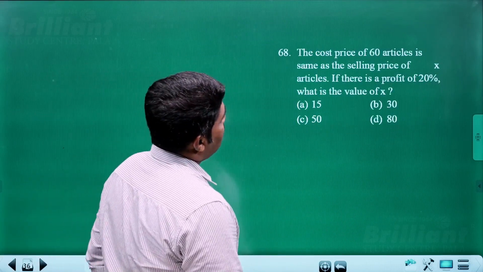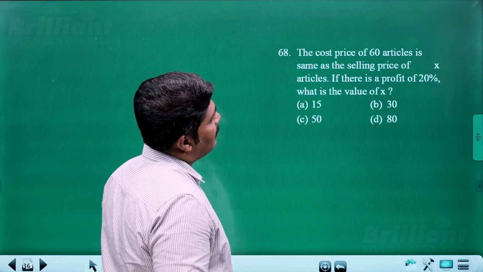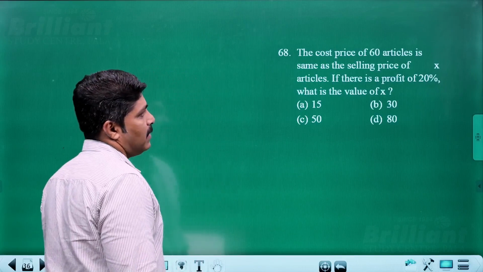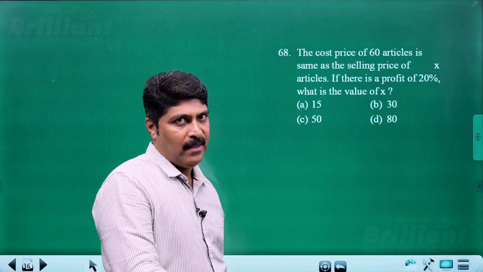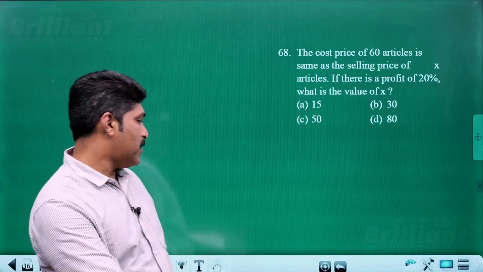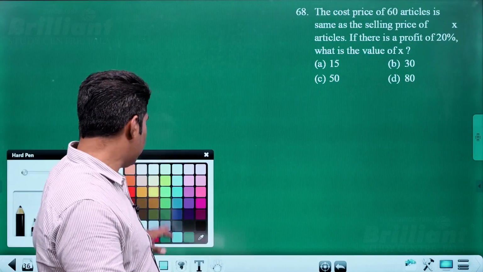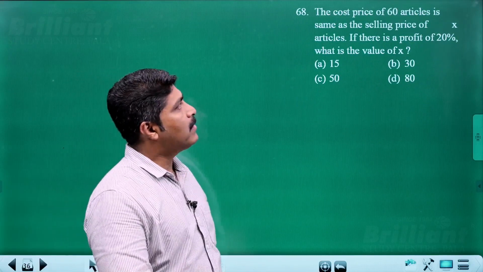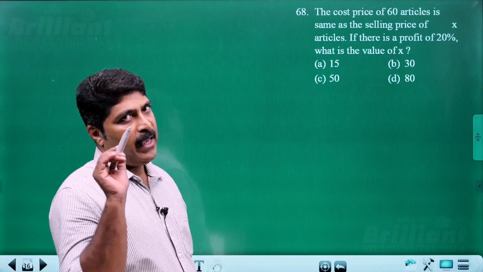The cost price of 60 articles is same as the selling price of X articles. If there is a profit of 20%, what is the value of X? Yes, so many different ways you can approach this question, but I will give you a most effective way of approach towards this type of question.